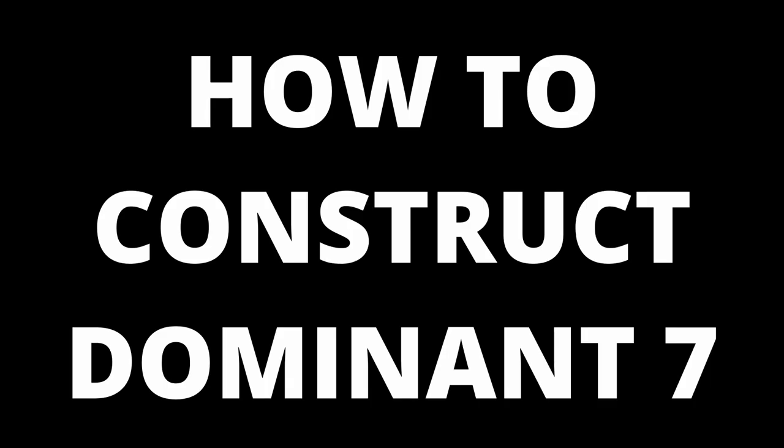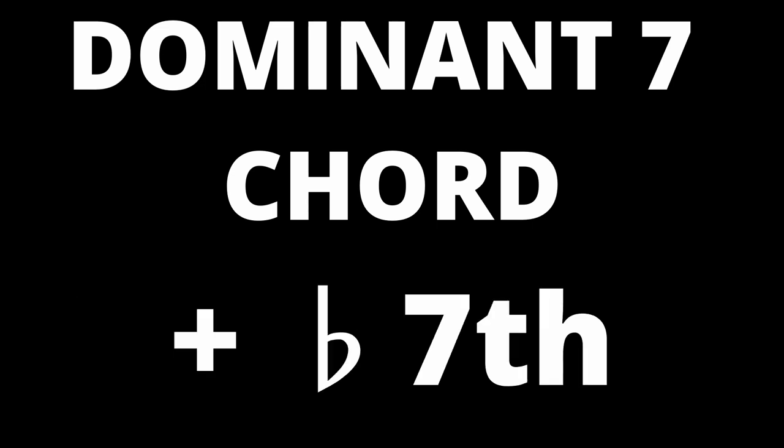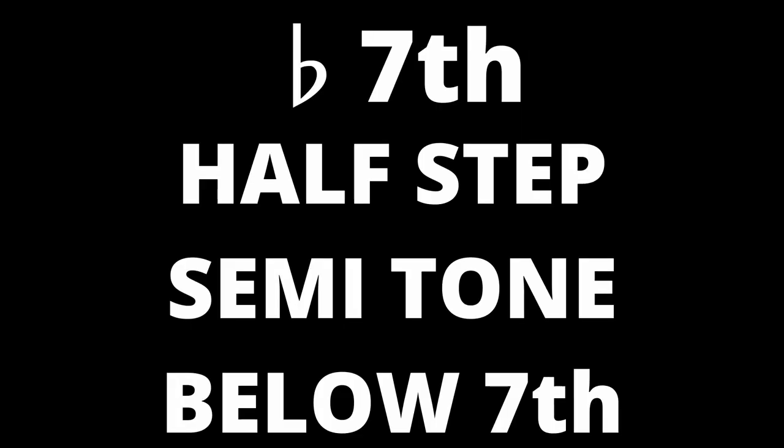How do we construct the dominant 7 chord? To create a dominant 7 chord, we take these three major chord notes and add a flat or minor 7th note from the major scale. This note is half a step or a semitone below the 7th note. Another way to think of it is as a whole step or tone below the root note.